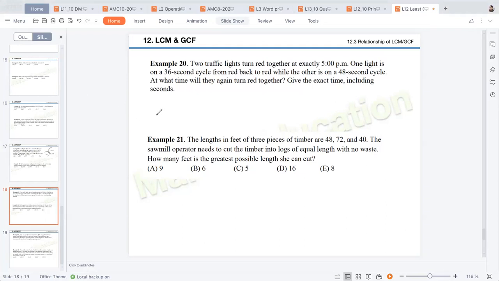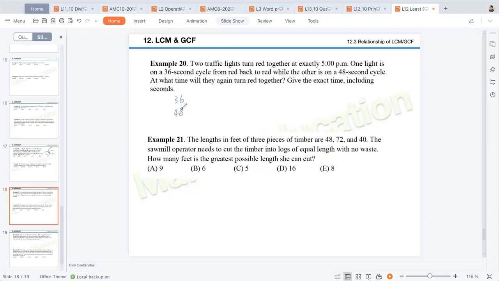So here, one is 36. Still give me the right answer. 36. One is 36 and the other is 48.